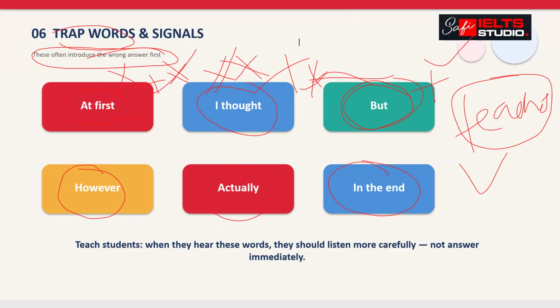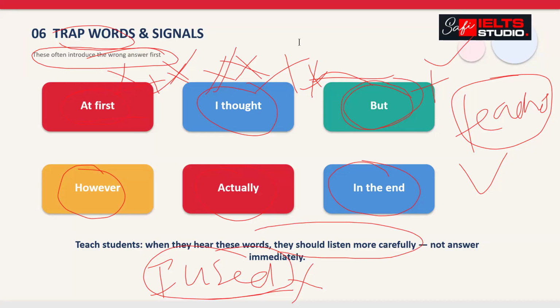Or for example, they say "I used to." So now it's the past. Again, this is a trap signal. It's a trap word, and they can quite easily misguide you. When you hear these words, you should listen more carefully. Whenever there are these words, "at first," "I thought," "but," "in the end," "actually," "however," make sure you listen more carefully, not answer immediately. Never answer immediately, because usually the correct answers are after these words.